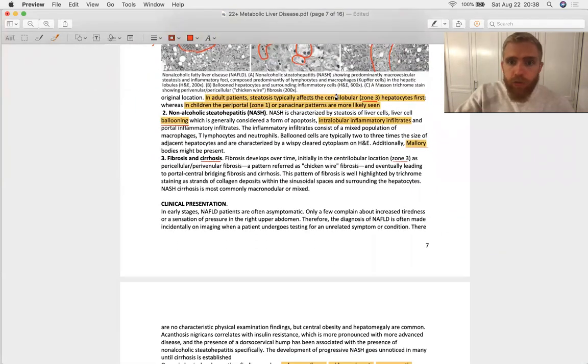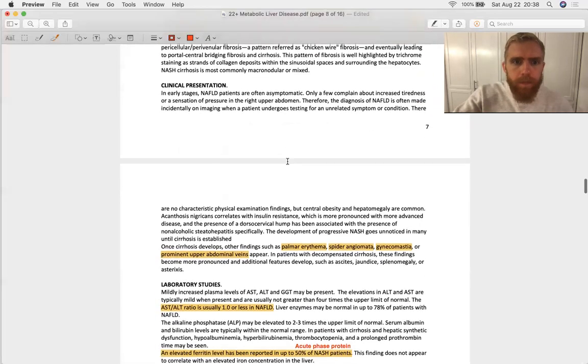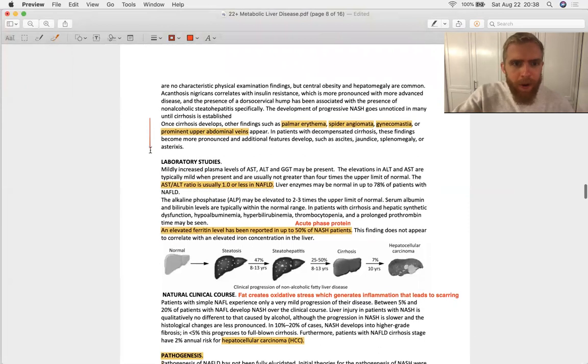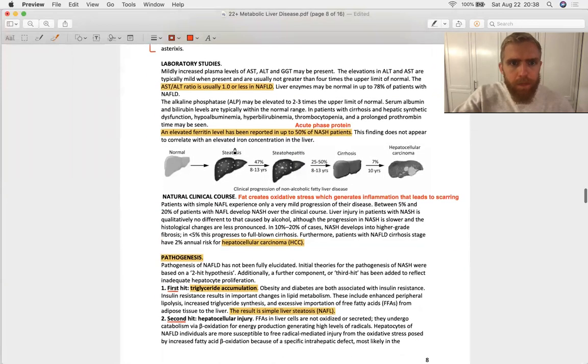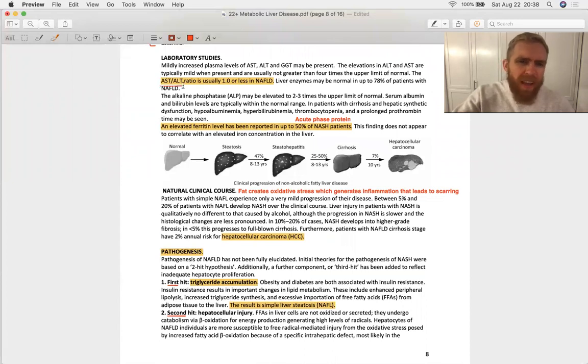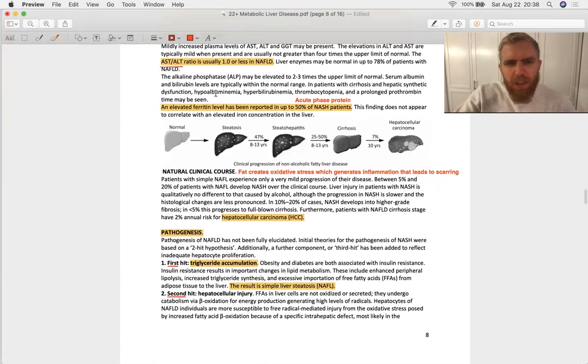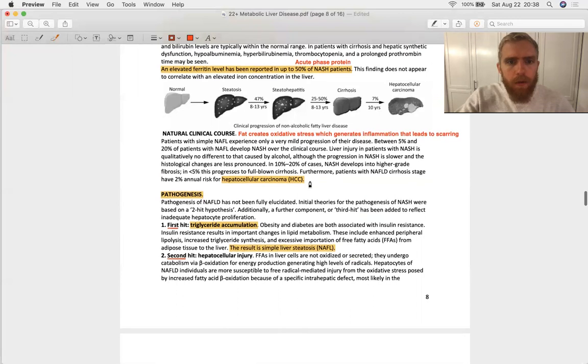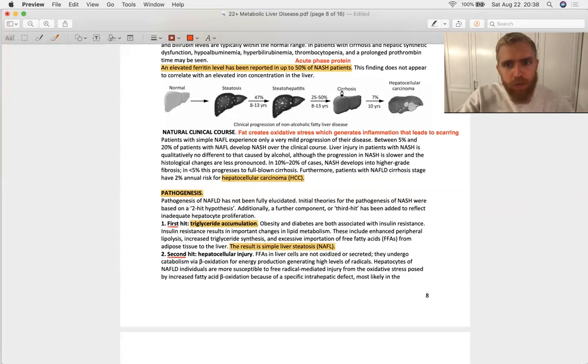Zone 3 in adults, zone 1 in kids. Really interesting. Zone 1 in kids. I wish I could tell you a little bit more about that, but I can't. Clinical presentation, same thing. I feel like I just read the same paragraph about 10 minutes ago. Lab studies, normal AST-ALT ratio. ALT is probably going to be a little bit higher because this is going to be a chronic problem for most patients. Steatosis into steatohepatitis, into cirrhosis, into possibly cancer. Same exact thing.